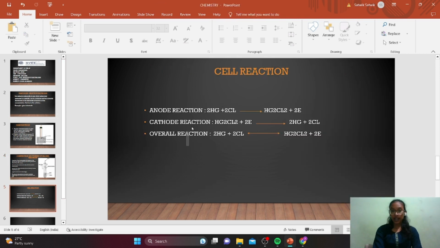So this is the cell reaction. As we can see here, the anode reaction is 2Hg + 2Cl⁻ gives Hg2Cl2 + 2e⁻. Next is the cathode reaction: Hg2Cl2 + 2e⁻ gives 2Hg + 2Cl⁻. Then the overall reaction of this is 2Hg + 2Cl⁻ gives Hg2Cl2 + 2e⁻. So these are the cell reactions of the calomel electrode.